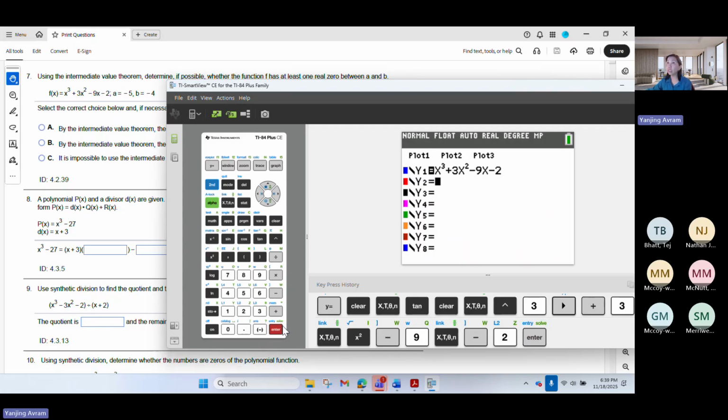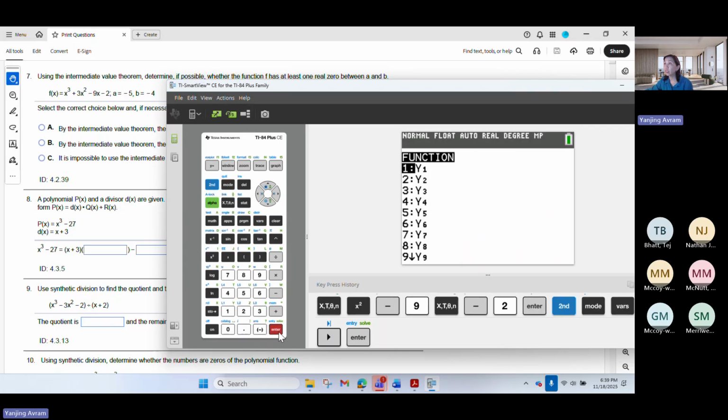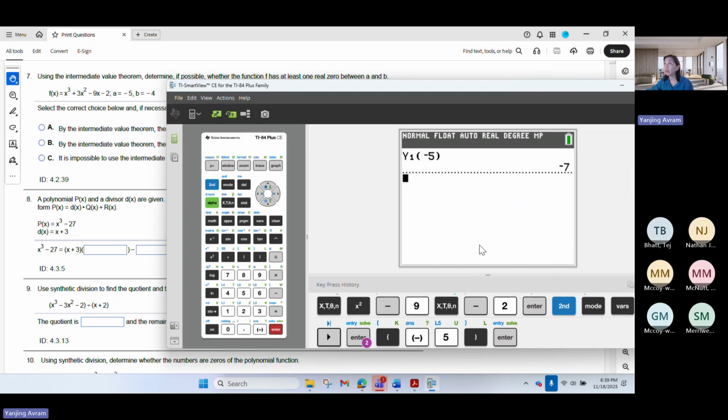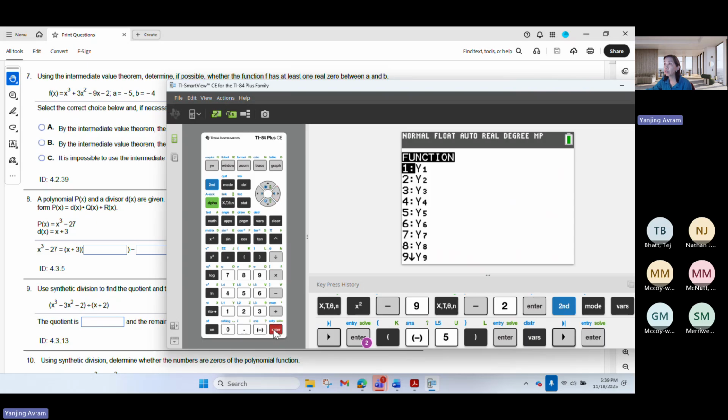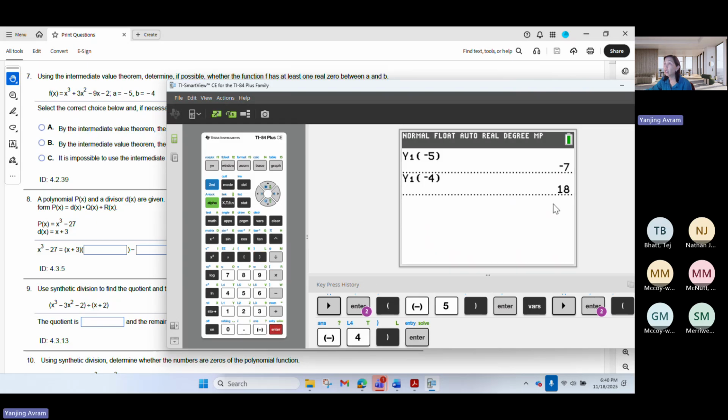And I'll show you how to calculate a specific value. I go to the main screen right here, and then use the Y variables function. Since I put this one into y1, I just put in -5. That way I calculate this whole thing. When a equals -5, f of -5 is -7. I can do the same thing for -4, and this one is positive. So between a and b, y changes from negative to positive, which means it must cross the x-axis.